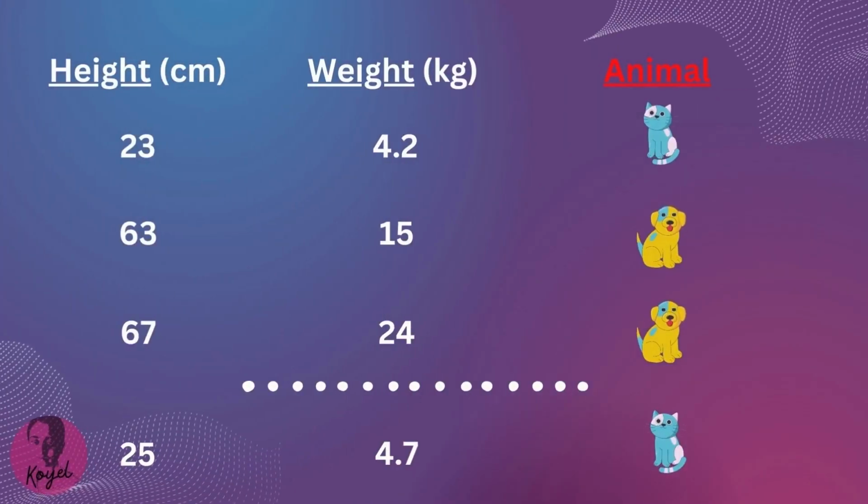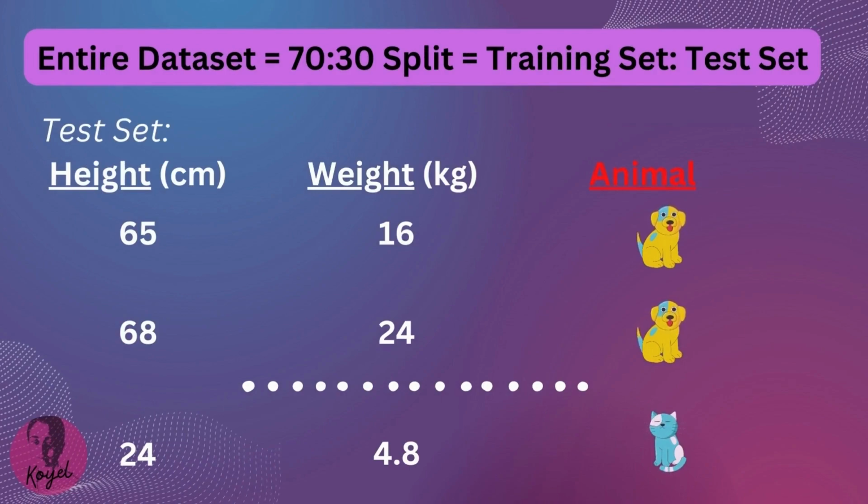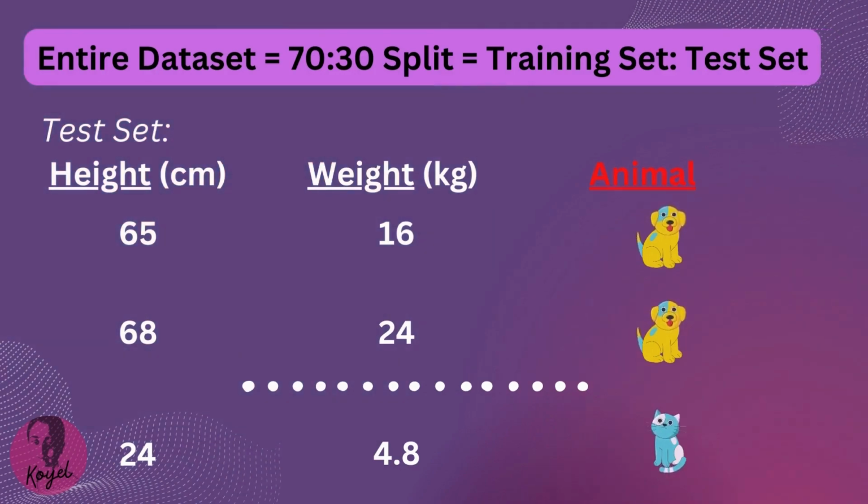So let's start with a binary classification problem. This is our dataset. We can see that the variable animal is the target variable and it can take only two values, either a cat or a dog. To run any supervised machine learning algorithm, we need to split our dataset into two parts, the training set and the testing set. Here we are using the 70-30 split rule. You can use a 60-40 or 80-20 rule or even any custom rule of your choice.